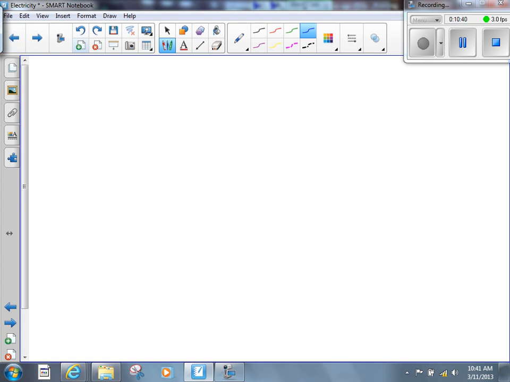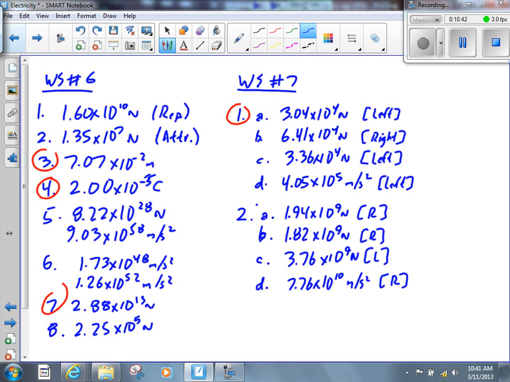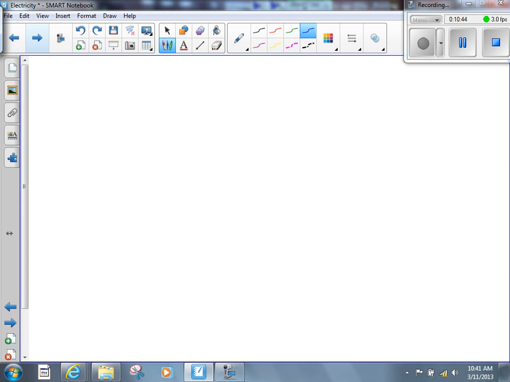Okay, we need to go over number 7 here as well. 7. Oh, this is one of those ones where we're touching two objects together and then finding the force. We've got an initial charge, we'll call it charge number 1, of 2.00 coulombs. There's a second one of 6.00 coulombs. And there's a third one that is neutral, so it's 0 coulombs.